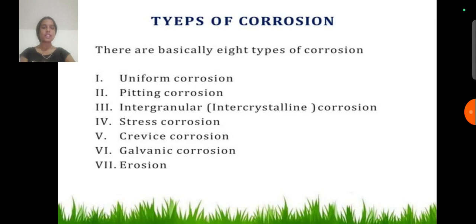And the sixth one is galvanic corrosion. Galvanic corrosion occurs when there are two dissimilar metals with a large difference of electrochemical potential. This is called galvanic corrosion. And the last one is erosion. Corrosion in erosion is in the moving media, and it is called erosion. These are the types of corrosion.